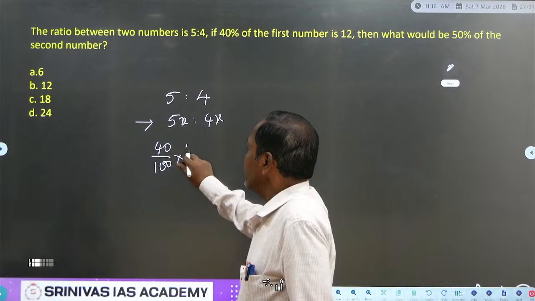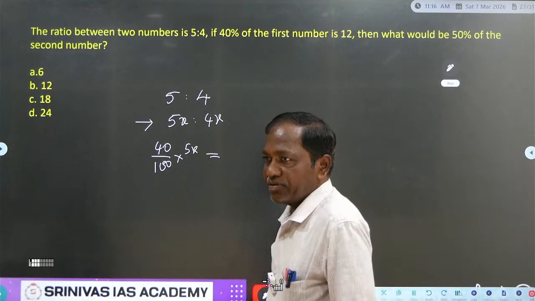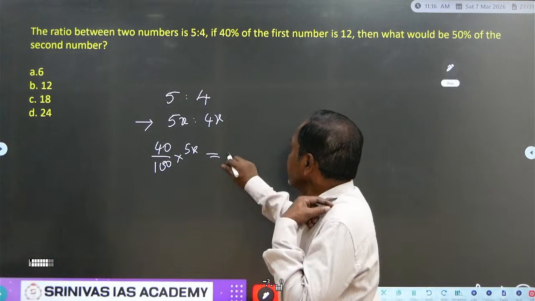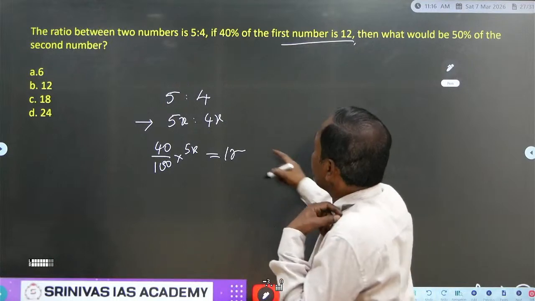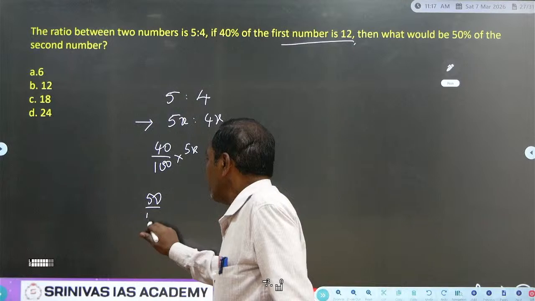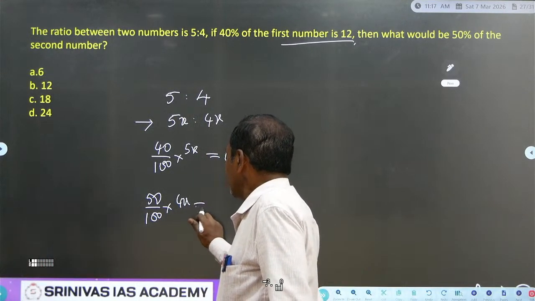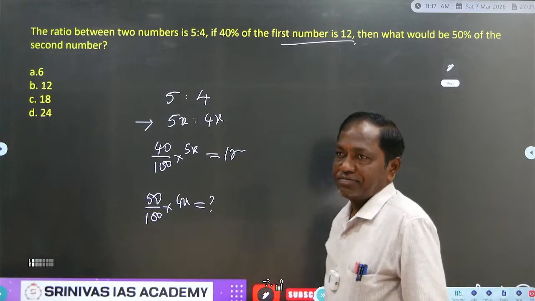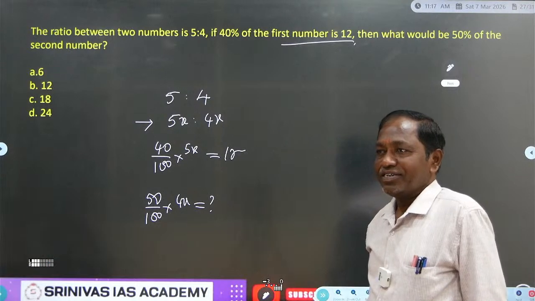What is the first number? 5x. Right. To know the x value, I am writing this all. What is the first number? Given information is the 12. Then what would be the 50% of the second number? What is the second number? 4x. Sir, I got it. You got it. Wonderful. So you should offer me tea then.